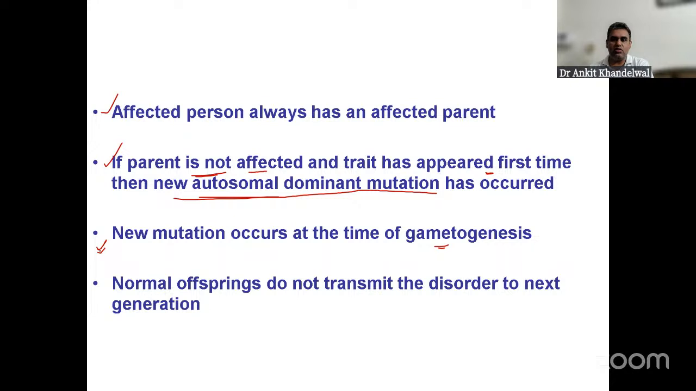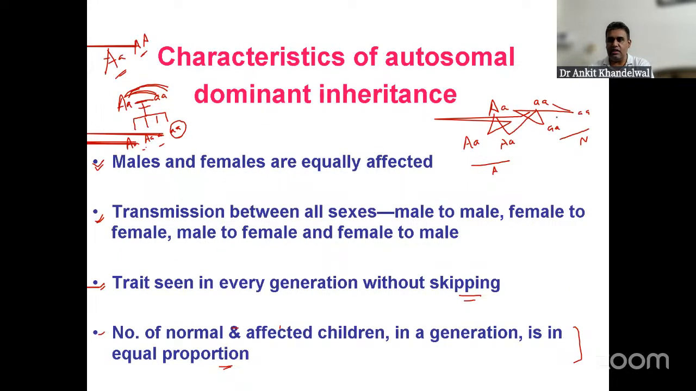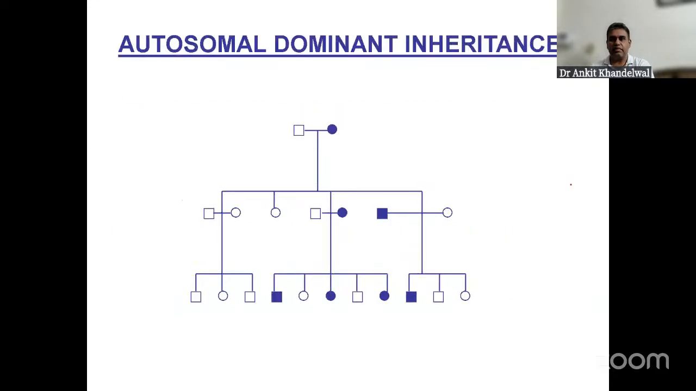Normal offspring do not transmit the disorder to the next generation. In the previous slide we saw that these normal offspring, the small a's, won't transmit it to the forthcoming generation. That is good news. Okay, understand this. This is autosomal dominant. You can see males and females passing it on. So this is an example of a normal autosomal dominant pedigree chart.